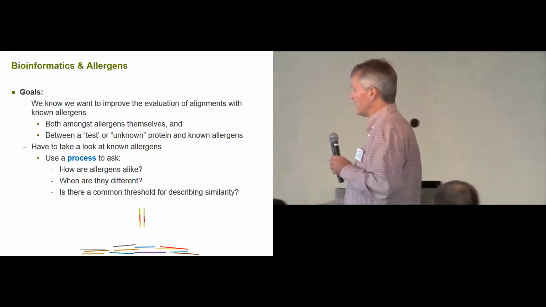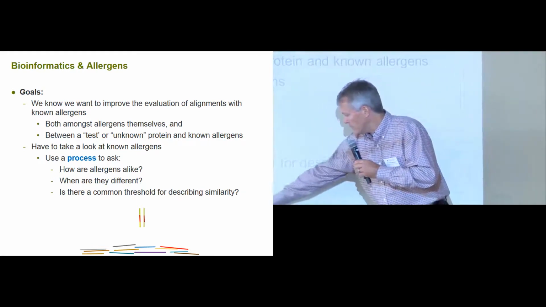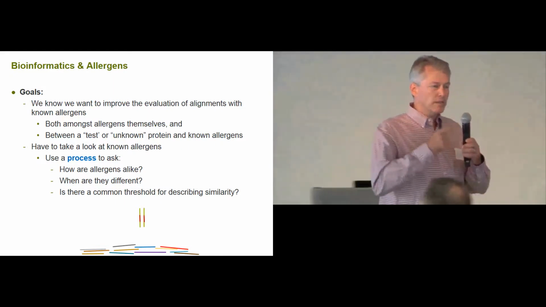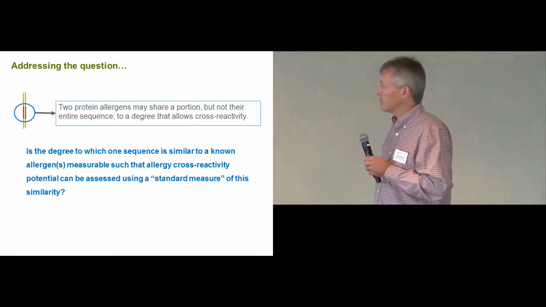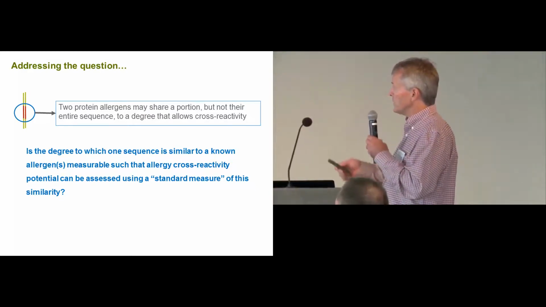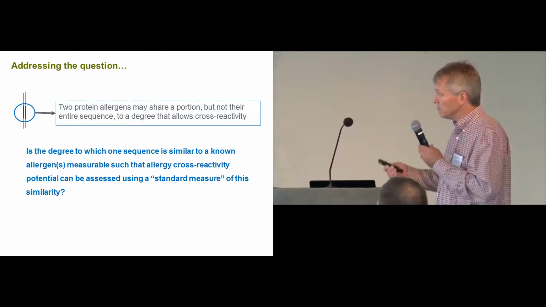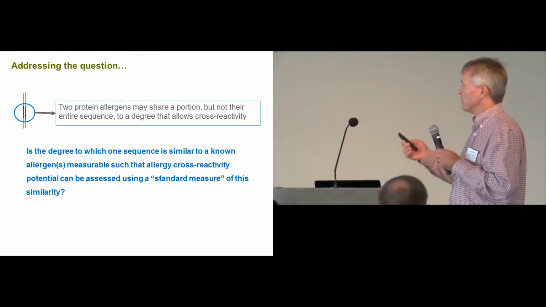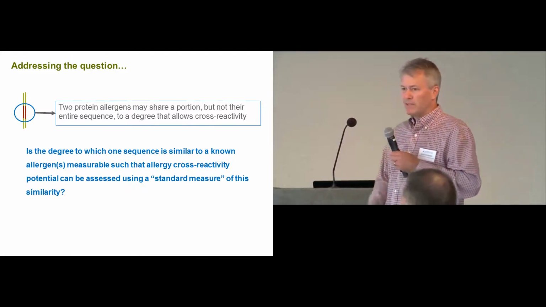And it's just so that we can find and sort, right? We want to find where two proteins are similar, and we think we can do it based on IgE-binding epitopes because that's our biologically functional unit that we do have some information on for some proteins. So, two protein allergens may share a portion, but not their entire sequence. And again, it's around asking this question of cross-reactivity potential or hazard. And then, is the degree to which one sequence is similar to a known allergen measurable? And can I use that kind of as a standard measure?